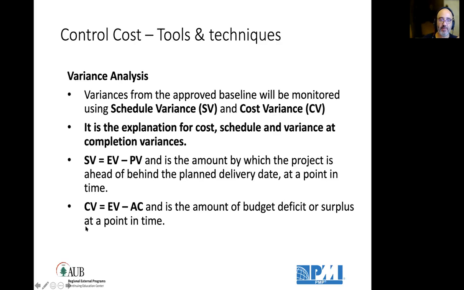The cost variance: I subtract actual cost from earned value. Always earned value, I start with earned value in the formulas. So if I subtract the actual cost from the earned value and get a negative number, what does it mean? It means the work I did cost me more than it should have. And cost variance is the amount of budget deficit or surplus at this point in time.